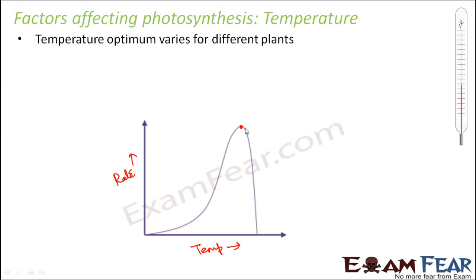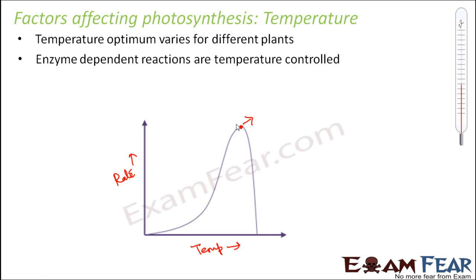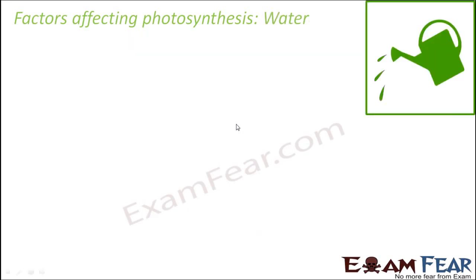Now this value is known as the temperature optimum. This temperature optimum is different for different plants. Some plants can survive at very high temperatures, some plants cannot survive at that much high temperature. So enzyme dependent reactions are completely temperature controlled because the action of enzymes largely depends on temperature.